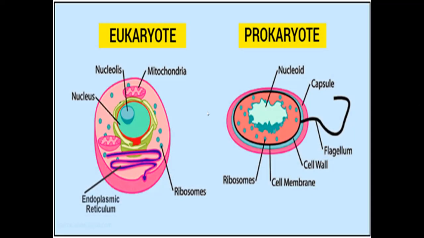You can see in this image, this is a eukaryotic cell and this is a prokaryotic cell. So eukaryotic cell has a true nucleus. In prokaryote, here you can see there is no true nucleus. It is called a nucleoid because the DNA is open. It is not enclosed in a definite membrane.